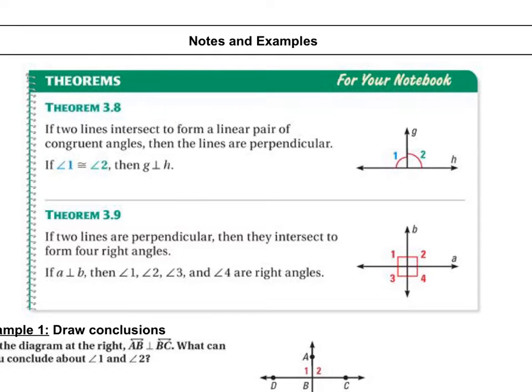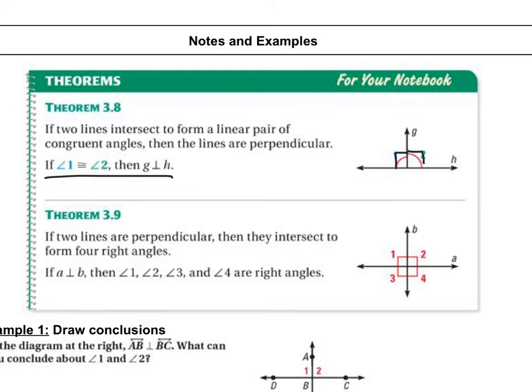Theorem 3.8. If two lines intersect to form a linear pair of congruent angles, then the lines are perpendicular. Basically, this is kind of like an angle bisector theorem. If this line intersects such that angle 1 is congruent to angle 2, the only way that happens is if both of those angles are right angles, because we have to have 180 degrees. And so if they are equal to each other, the only way that happens is if they're both 90. So that is how we know if angle 1 is congruent to angle 2, then G is perpendicular to H.